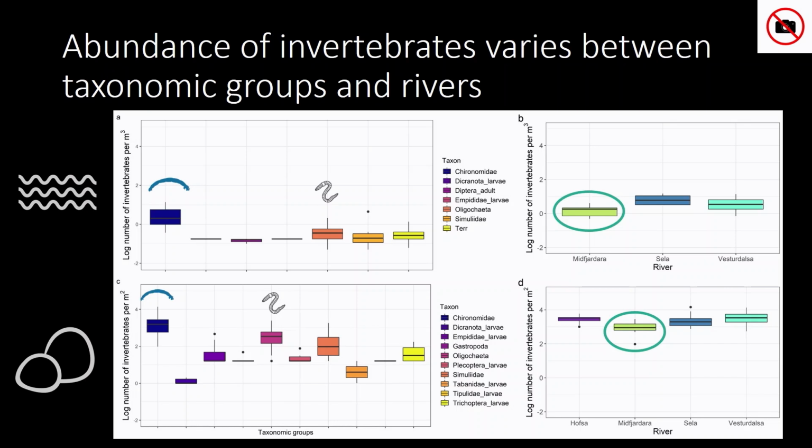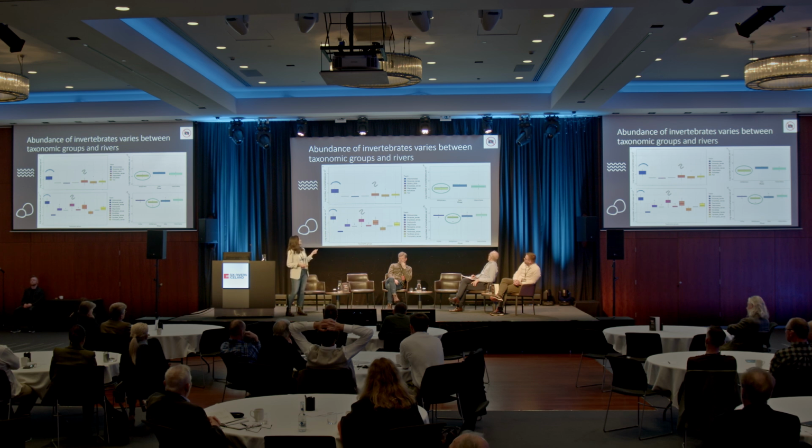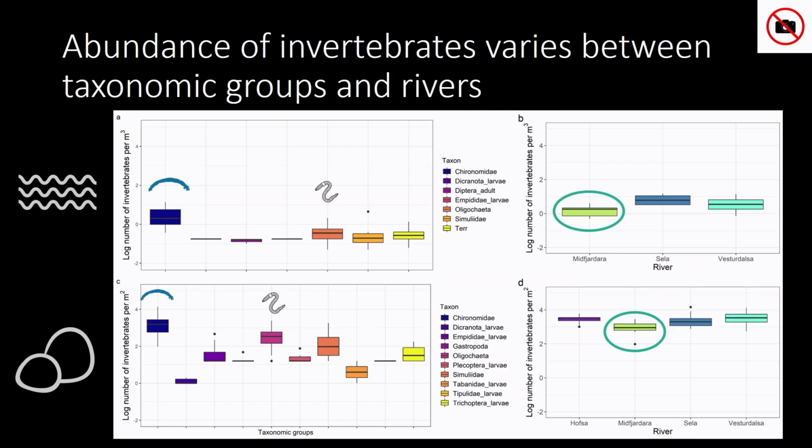What we notice immediately is that the chironomids have the highest abundance in all these rivers. Chironomids are the non-biting midges that we see very commonly here. The next highest abundance are freshwater worms. And when we compare the abundances of invertebrates across the rivers, we notice that River Midfjarðará has a much lower abundance compared to the other rivers.